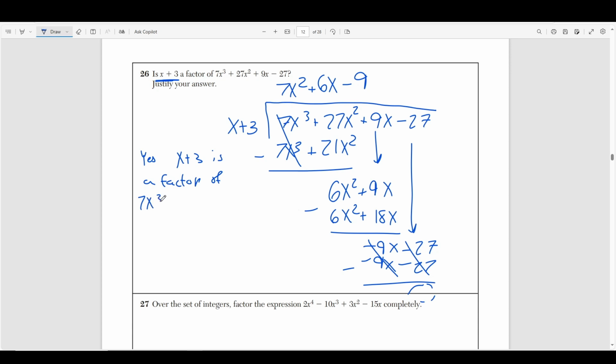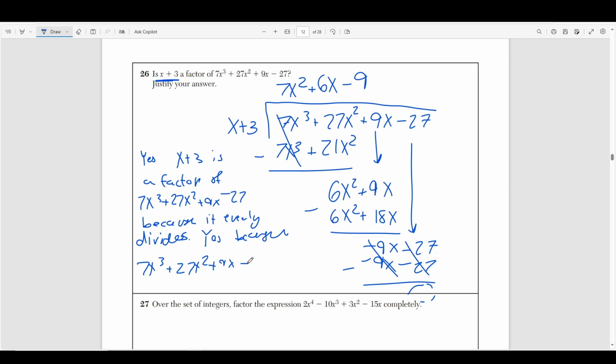of 7x cubed plus 27x squared plus 9x minus 27 because it evenly divides. Or you can go ahead and say yes, because, it's a terrible way of writing because, but you can say yes because 7x cubed plus 27x squared plus 9x minus 27 divided by x plus 3 has no remainder. So as long as you say yes and you reference the fact that this division gives you no remainder, that's enough justification to say that it's a factor.